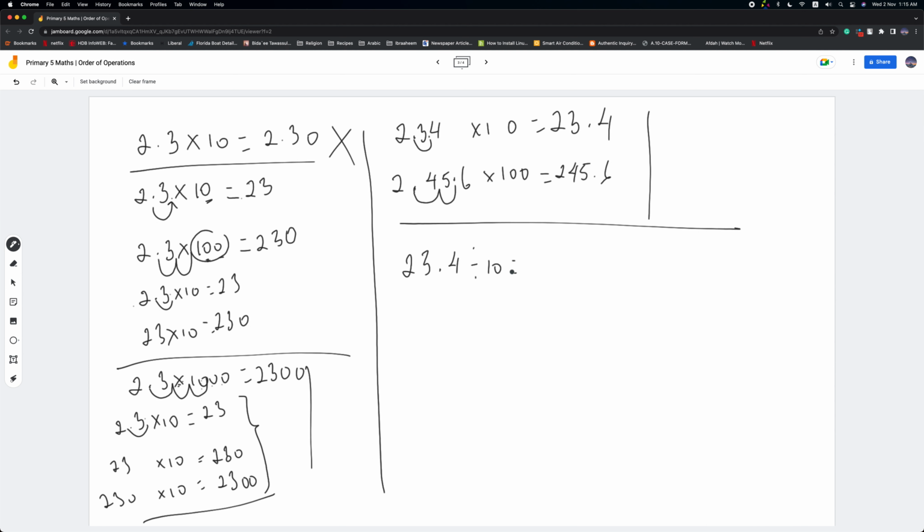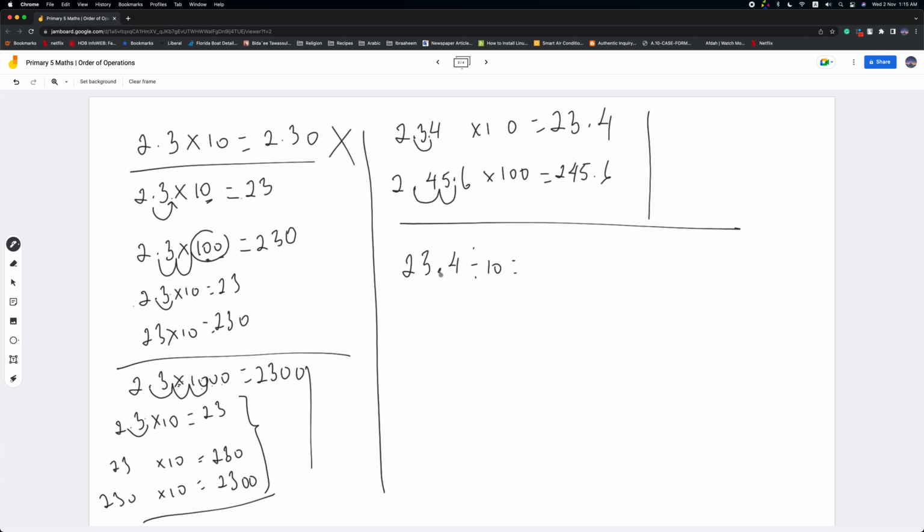The number has to become smaller, so it has to move the other direction, which is the left. Previously we moved to the right, now we're going to move to the left. Again, how to remember is very simple. Later I will teach you another method to remember, but for now, just remember, if you multiply, logically the number will get larger. Divide, the number will get smaller.